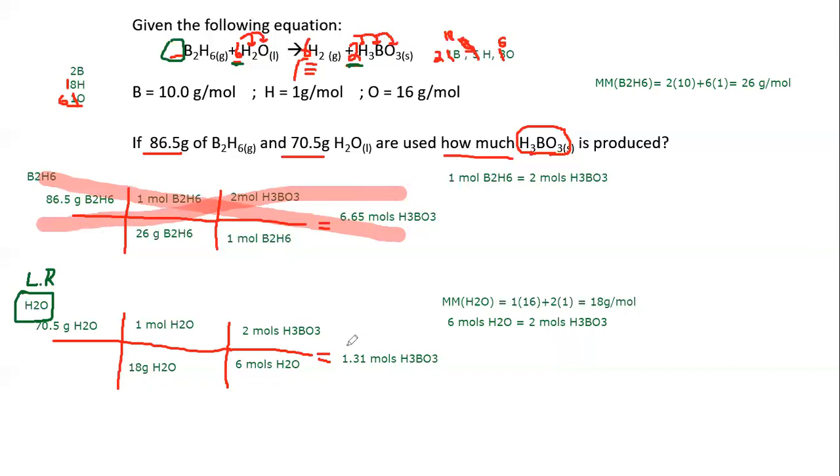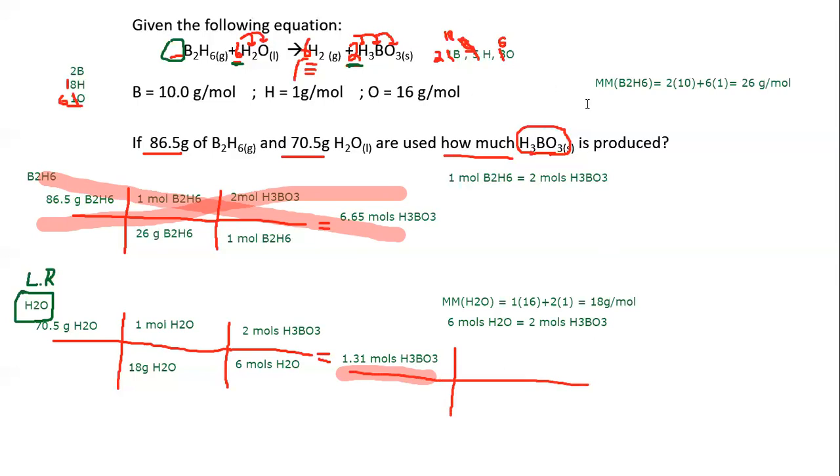We're just going to focus on water, and now we know that the moles of product produced by water is 1.31. So now we're going to convert this to mass of H3BO3. Again, once we determine the limiting reactant, we disregard everything for the other reactant because we no longer need that information. So now we're going to convert it to mass of H3BO3.